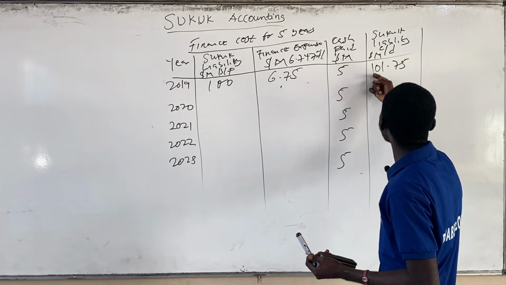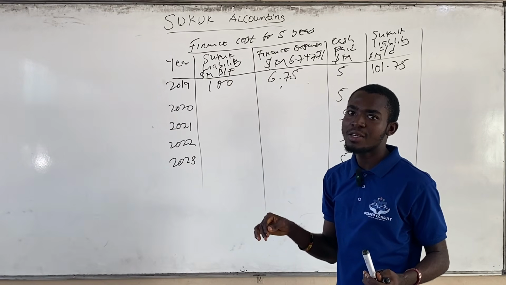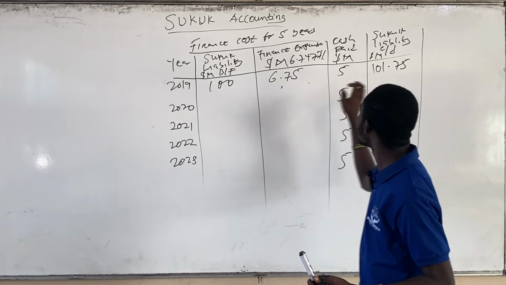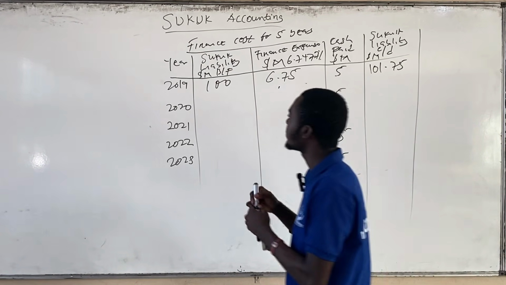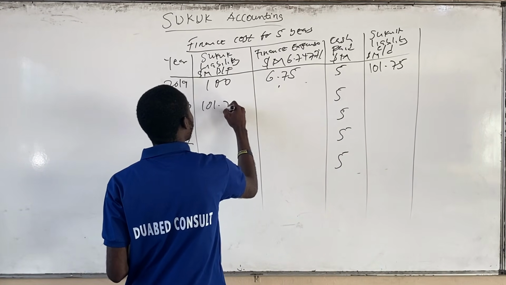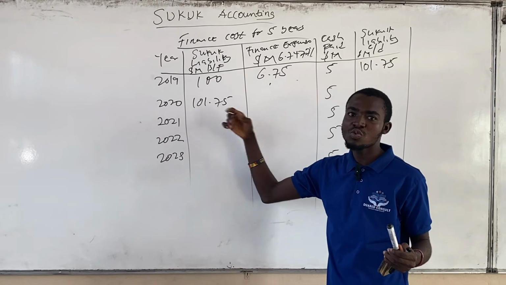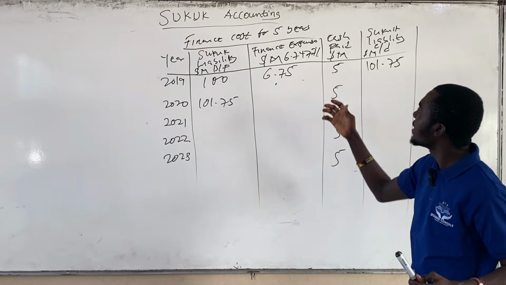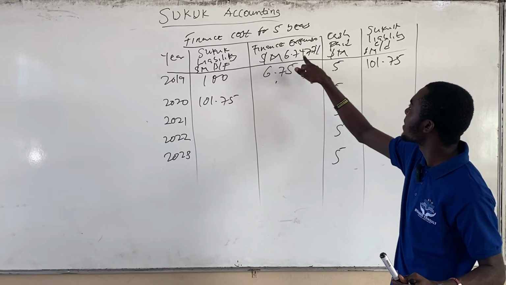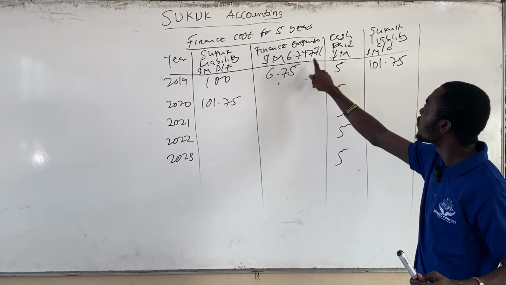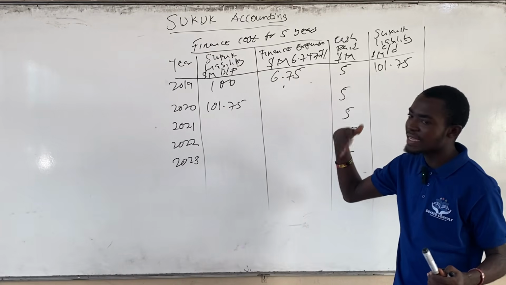And then this 101.75 will become the open balance for the second year. So at the beginning of 2020, this is the amount that the originator will be owing the Sukuk investor, 101.75. Since this is the amount that the originator is owing the Sukuk holder, we apply the annual finance expense rate of 6.7477 on this amount. That will be the finance expense for the year.